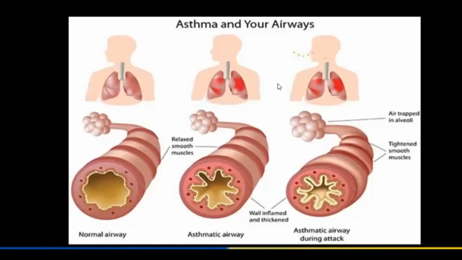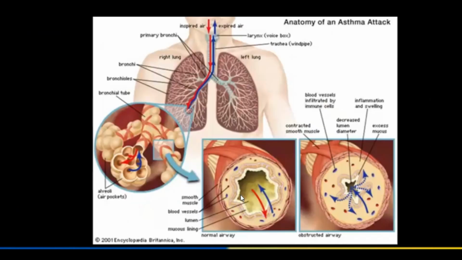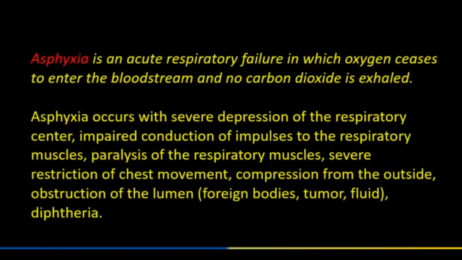Asthma and airways: the normal airway, it's the best position. The asthmatic airway, and the asthmatic airway during an attack, its wall is inflamed and thickened. And here, for example, obstructed airways, it's unfortunately very hard to breathe at this moment.